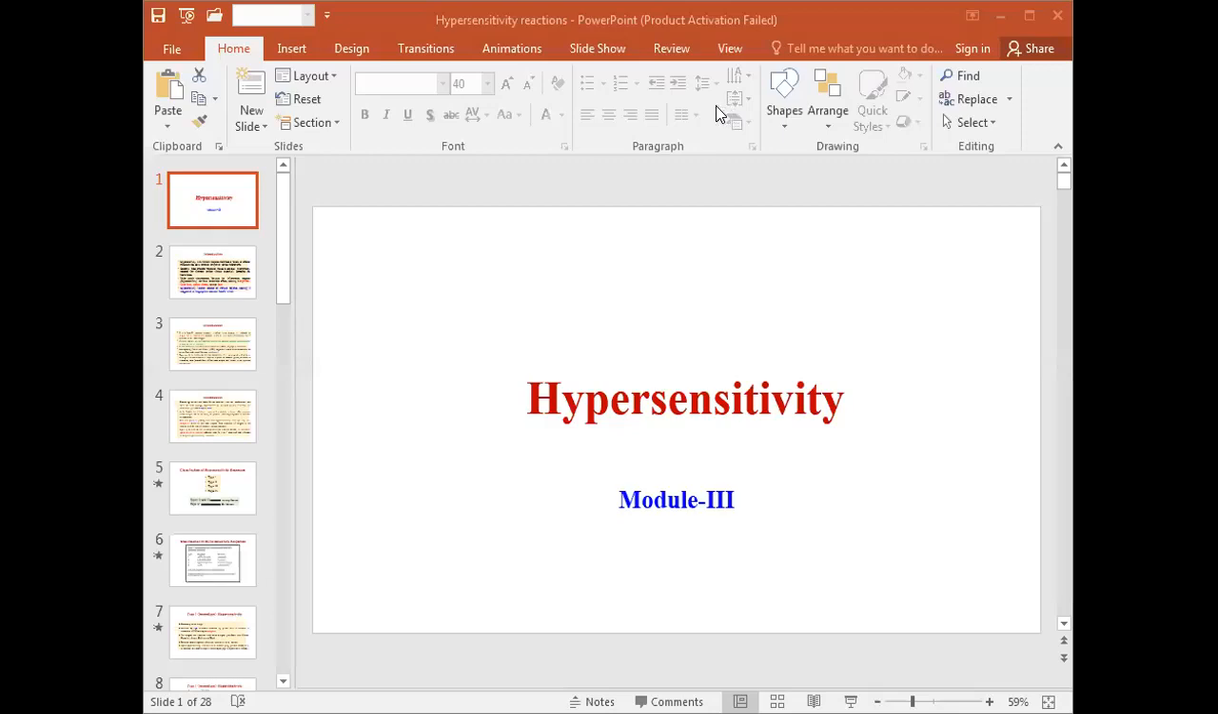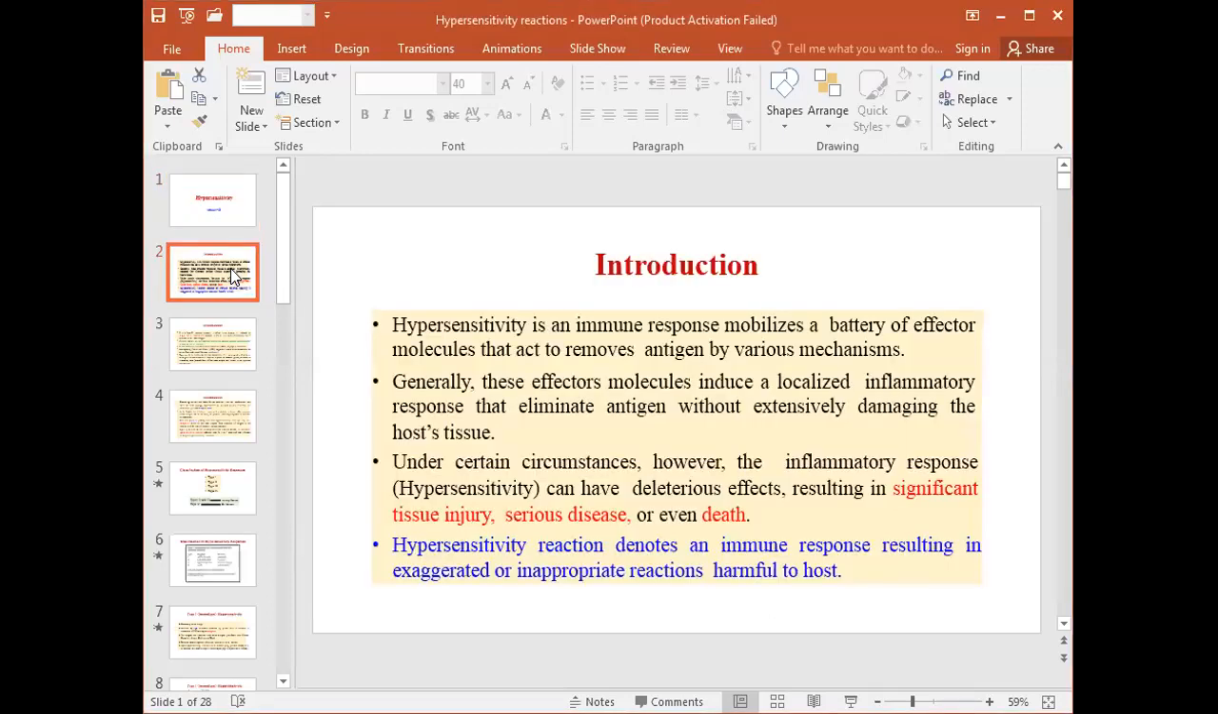Dear students, now I'm going to discuss the topic known as hypersensitivity. So, hypersensitivity is a type of reaction. It's an immunological reaction, and during an immune response, the release of inflammatory mediators results in increased vascular permeability and recruitment of inflammatory cells to cause local tissue damage or local tissue inflammation.